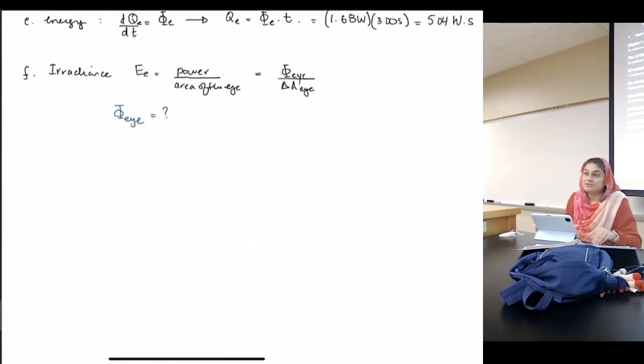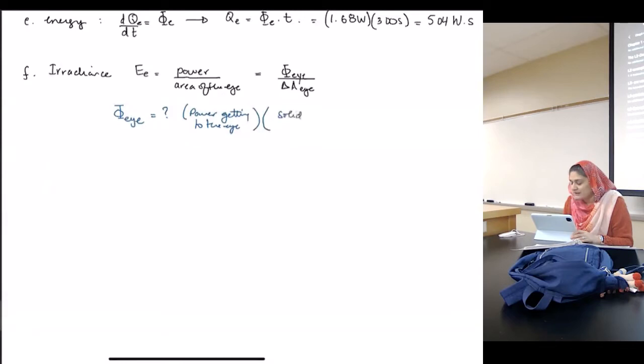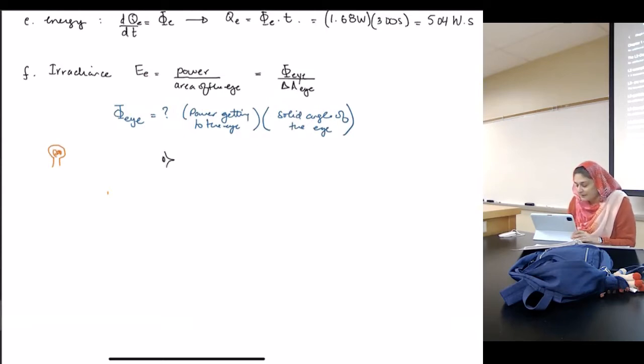I have to pay attention to the fact what part of the source is actually even getting to the eye. And how do I do that? So I have to do power getting to the eye times the solid angle of the eye. So if this is my bulb that's radiating outwards, and this is my eye that is far, far away. That's about what, 100 meters away, they said? That was 100 centimeters. Oh, 100 centimeters. Not that far.